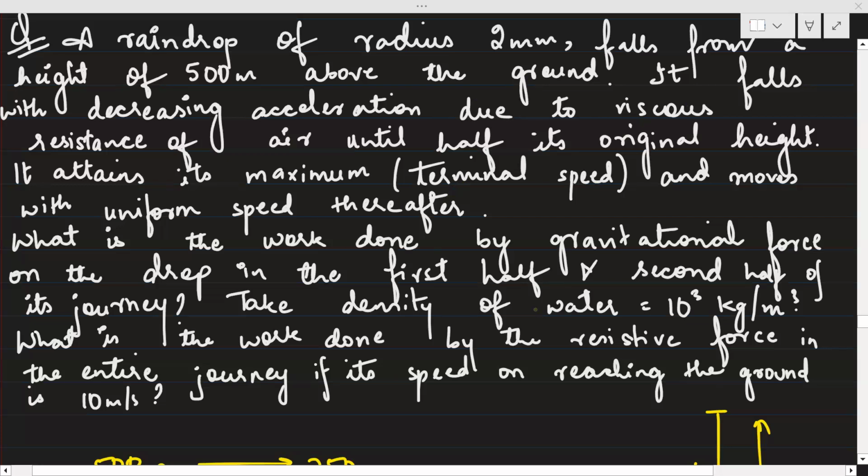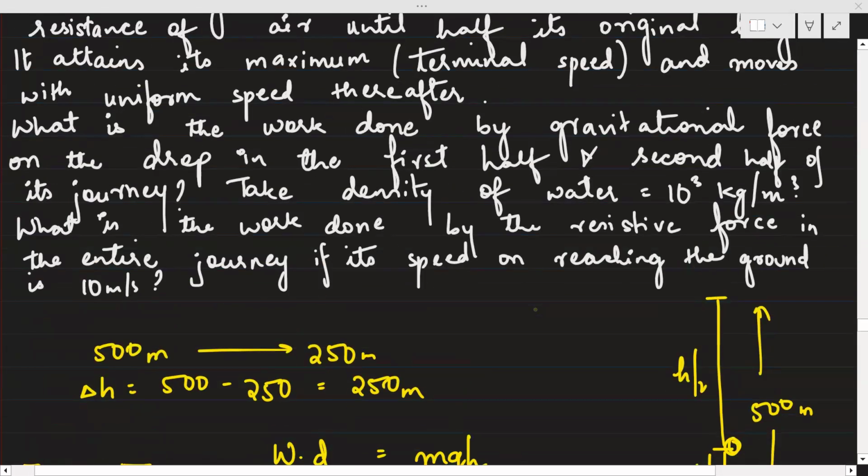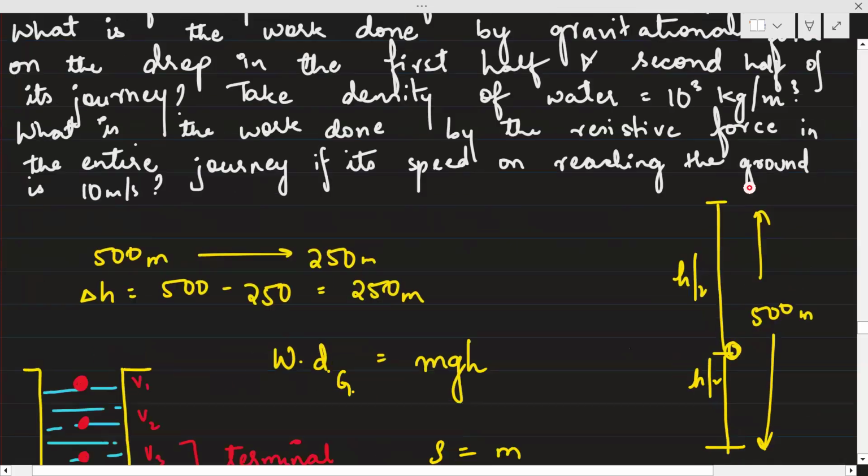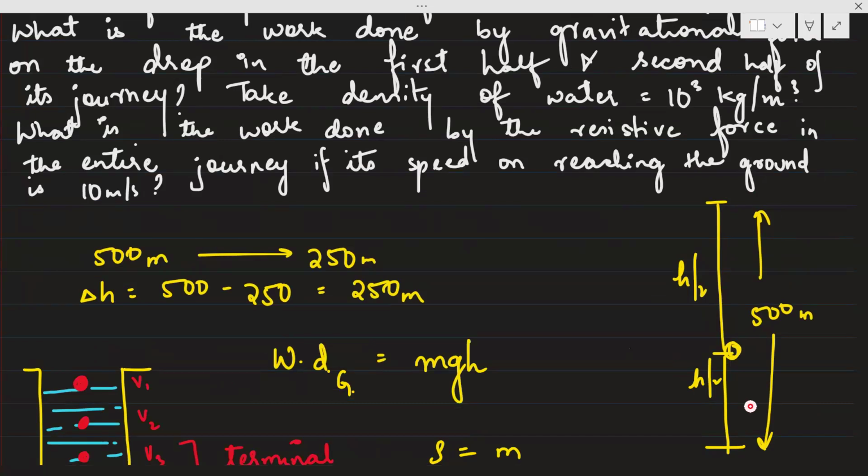So the question is very lengthy, but there are small parts to it. The total distance that is covered by the body is 500 meters. This is what the question said. Total height is 500 meters. Now half of it will be 250, half of the distance.